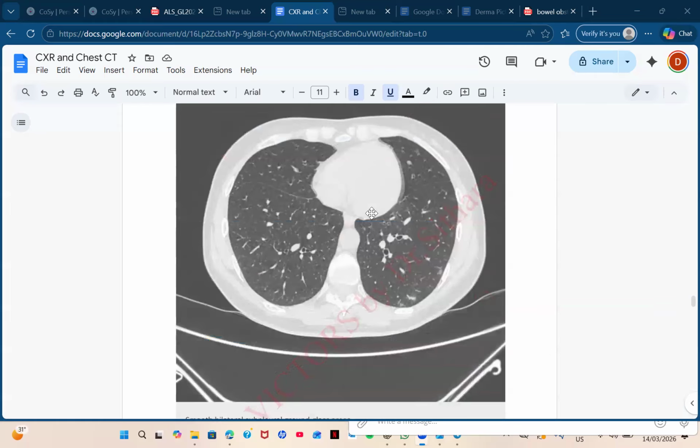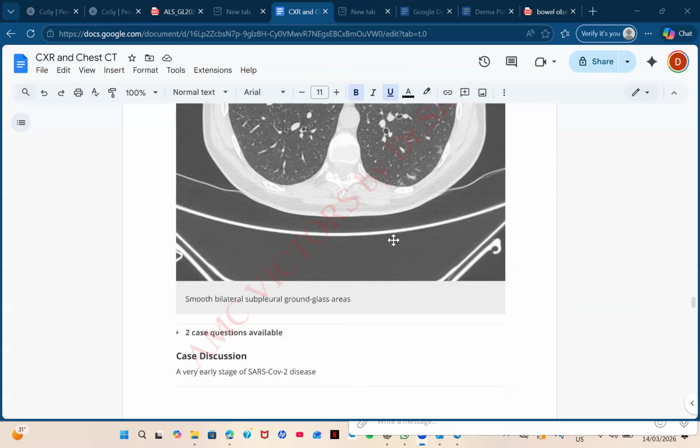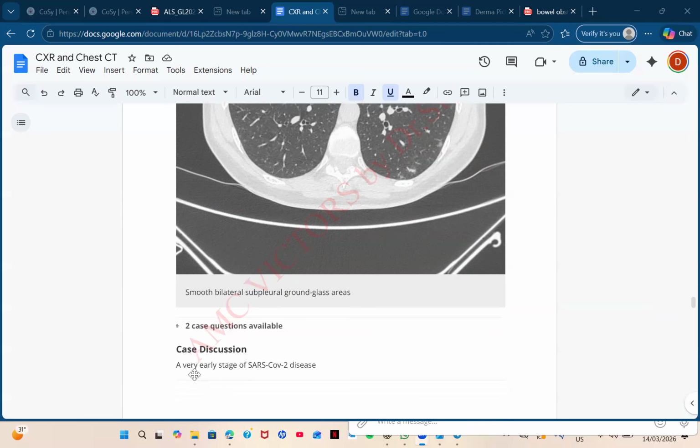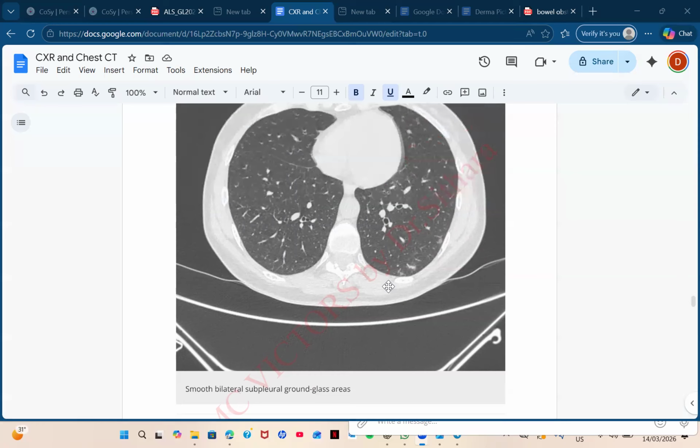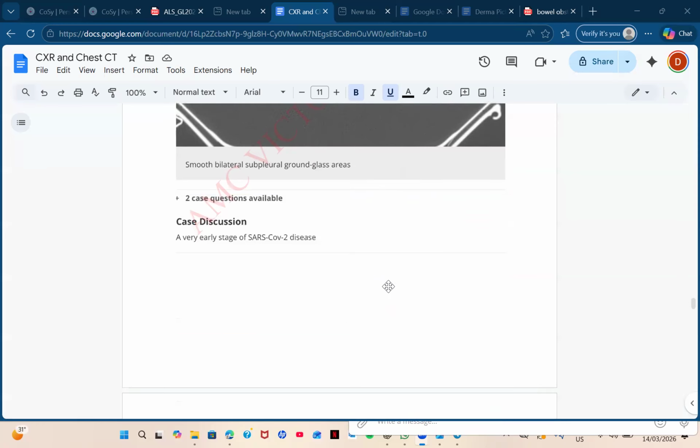Here we can't see those large cystic spaces, right? Just some opacities you can see here. This is the early stage of SARS-CoV-2 disease. This is a COVID-19 patient's early stage disease.